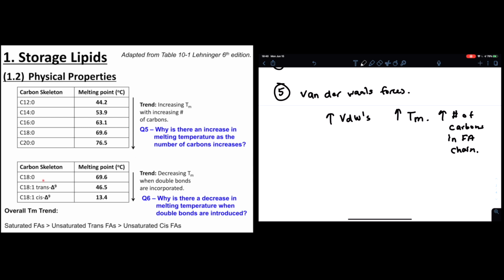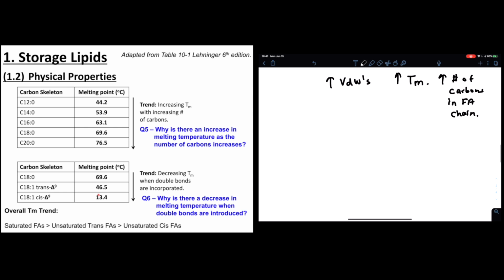Okay, now let's look at one scenario here where we have a long chain fatty acid that has differing amounts of unsaturation. So over here we have saturated, this is unsaturated. So trans delta 9 and a cis delta 9. So when we look at the melting temperature of C18, which is a saturated form, we get a melting point that's near 70 degrees Celsius. But as soon as you add in one double bond like the cis delta 9, you get this huge decrease in melting temperature. And so why is that the case?